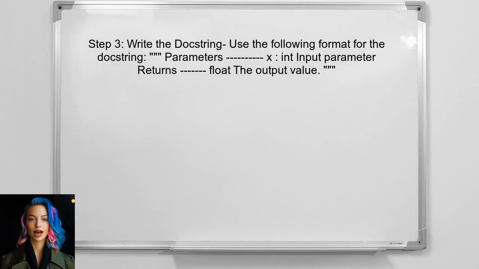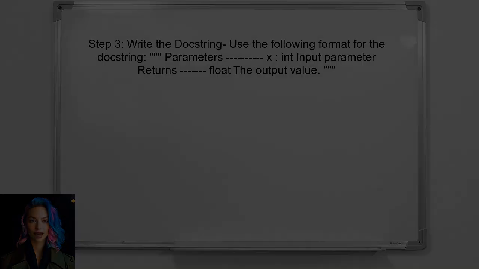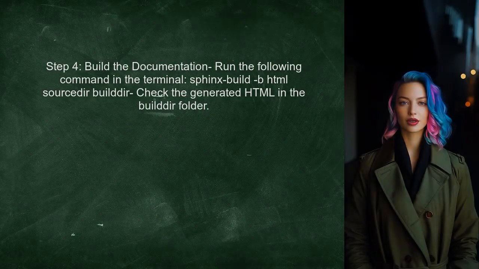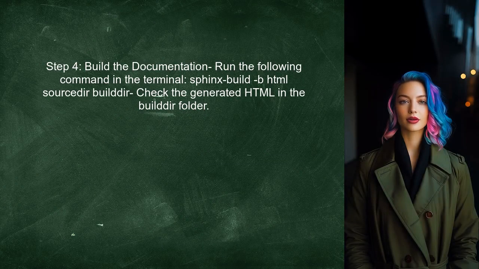Now, the user can write the docstring for the function without repeating the parameter and return types. The Sphinx extension will automatically extract this information from the type annotations. Finally, the user can build the documentation using Sphinx. This will generate HTML documentation that includes the function's parameters and return types as specified in the docstring.